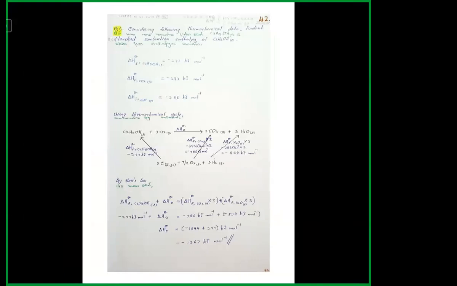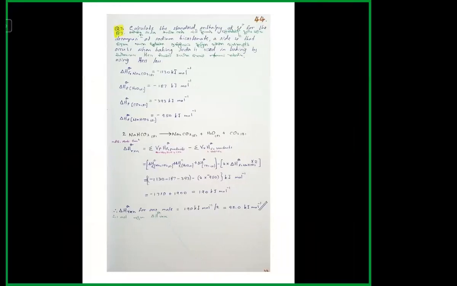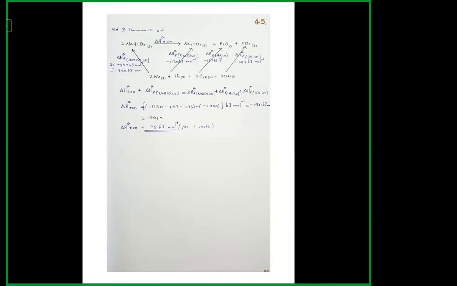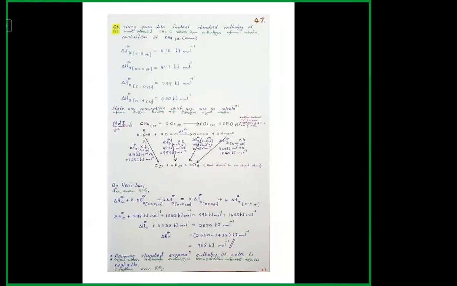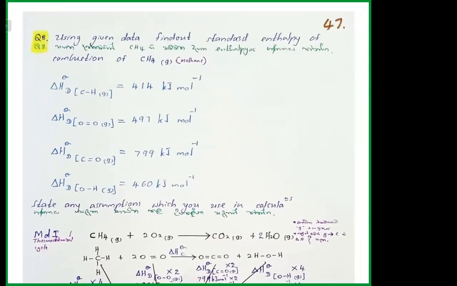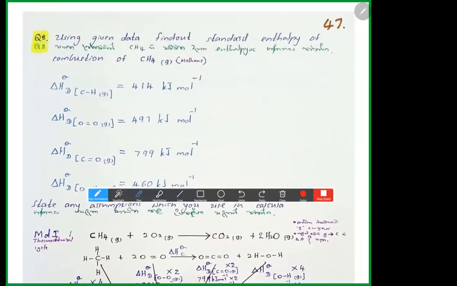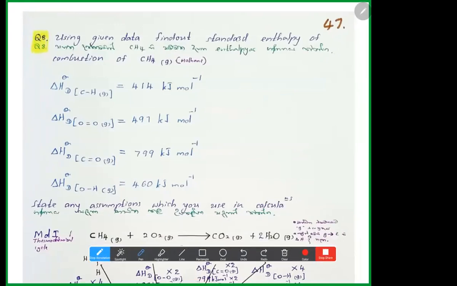6, 7, 8. Okay. Question number 8. I'm going to do that. So this is another type of enthalpies, that is dissociation enthalpies. Question is, find out the standard enthalpy of combustion of methane.